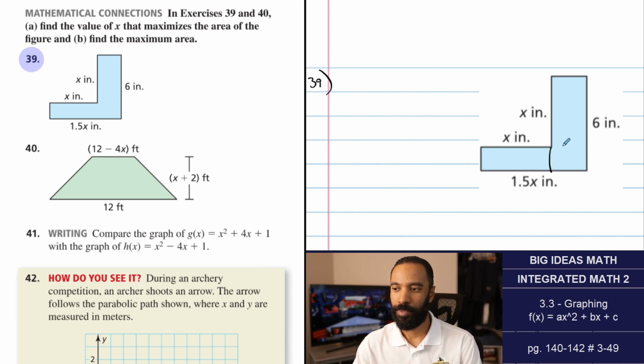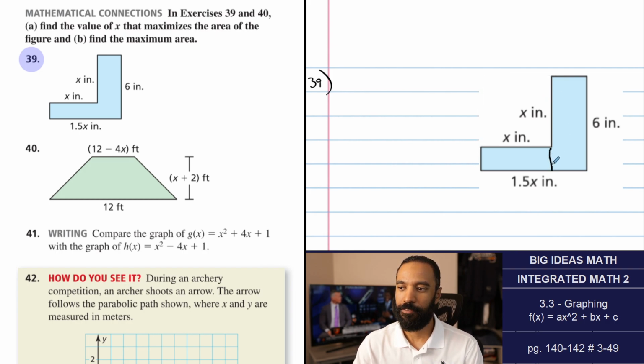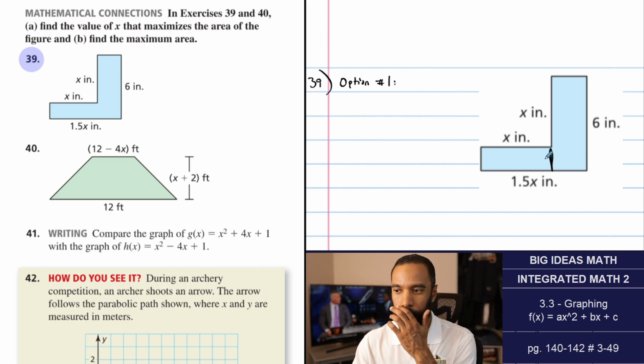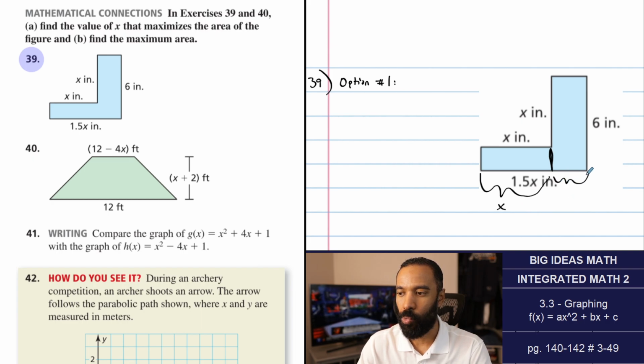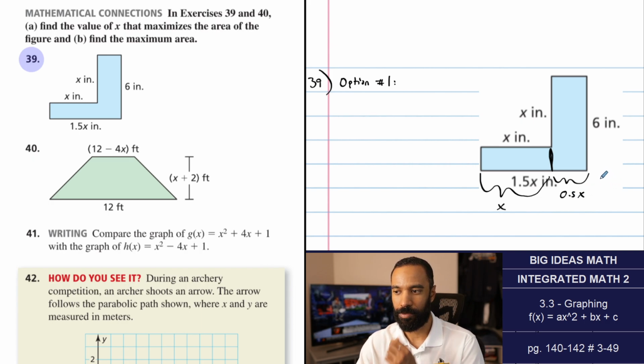We can cut it off here, or we can cut it off here, or we can find the area of the big guy and subtract the area of this guy. That's what I was thinking of last. So let's start with this one. If I did this, option number one, now this 1.5x is no longer 1.5x, right? 1.5x is the whole thing here, but this little guy right there is just x, so this is 1.5x minus x, which is 0.5x, right?